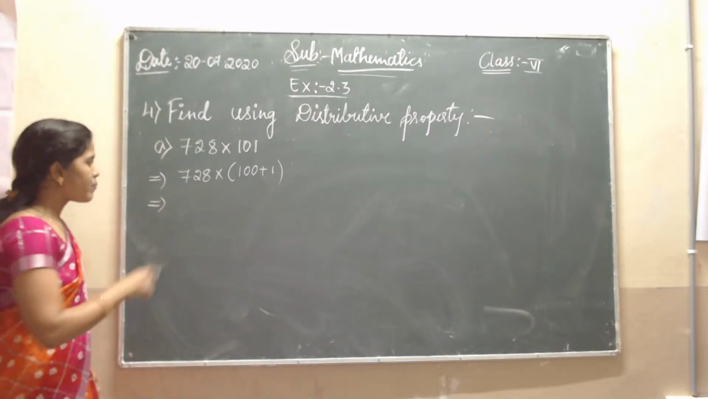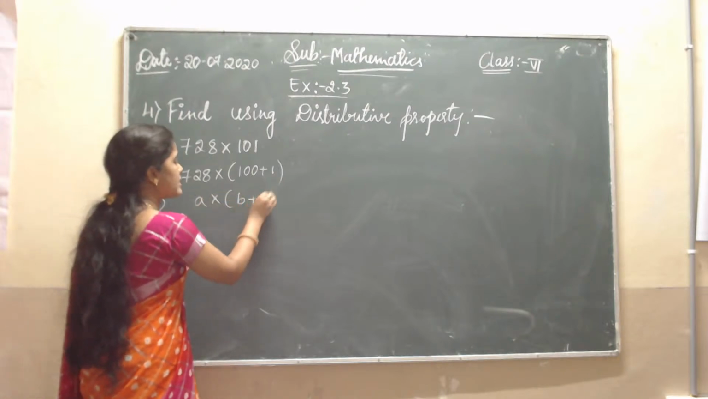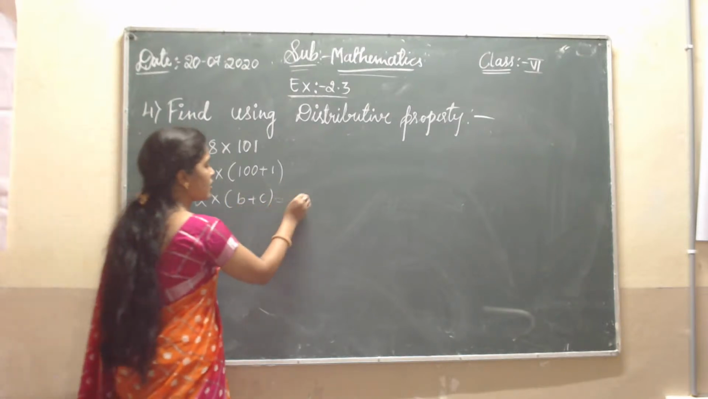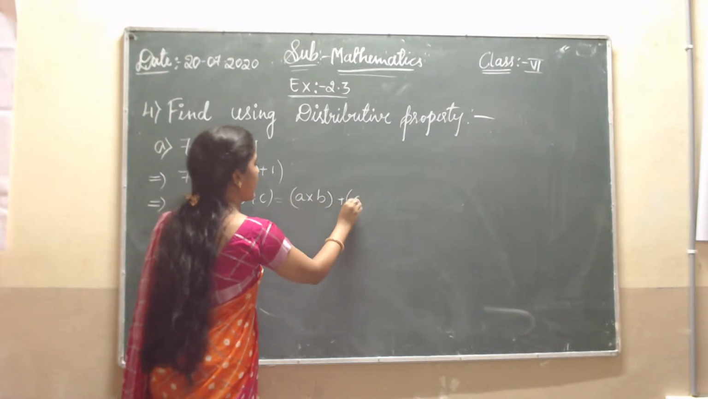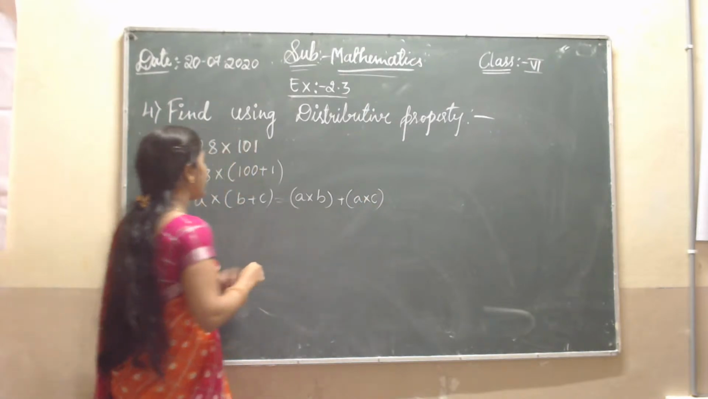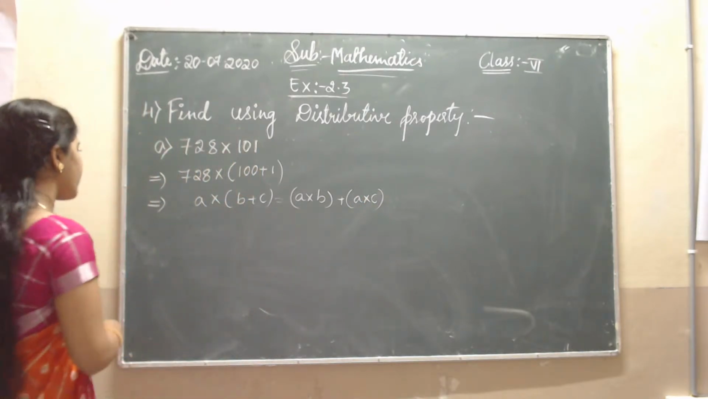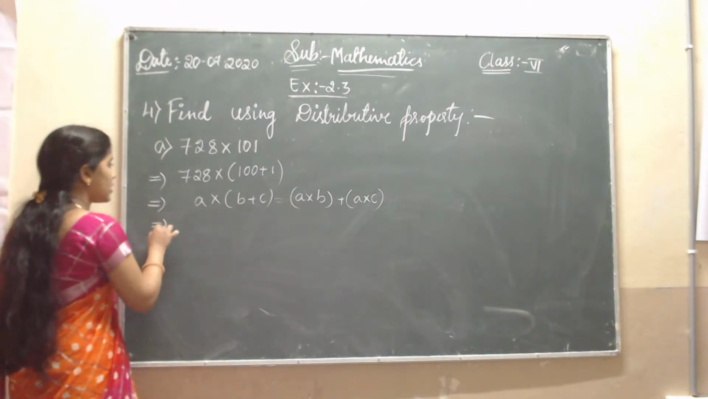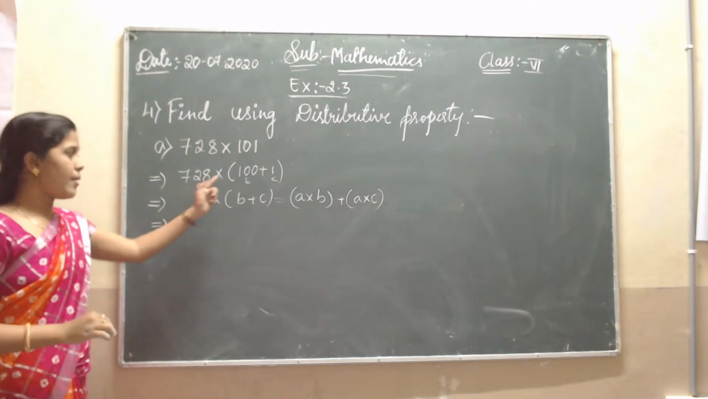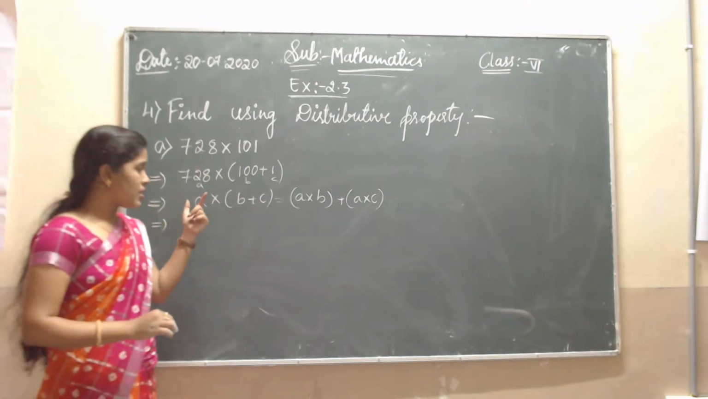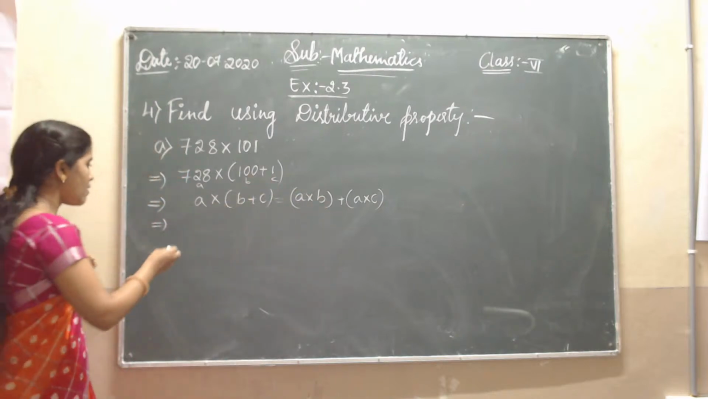Now we have split it. Take this A into (B plus C). We will get A into B plus A into C. Why are we taking plus here? Because of the distributive property under addition. Now this is A, this is B, and this one is C. Substitute the values of A, B, C in this equation.